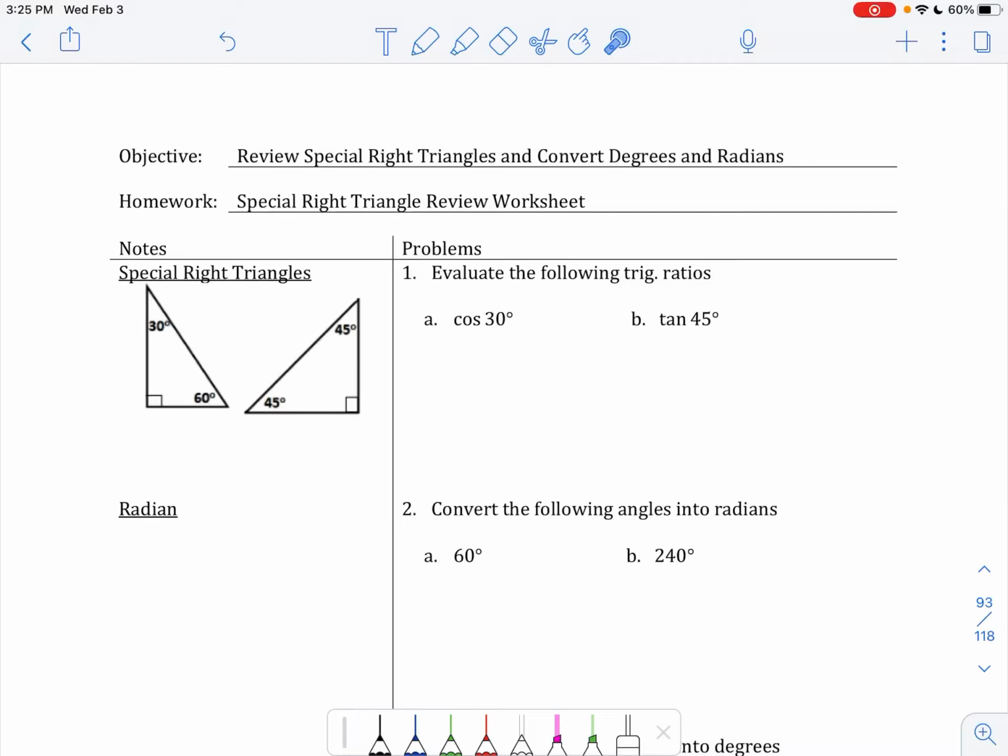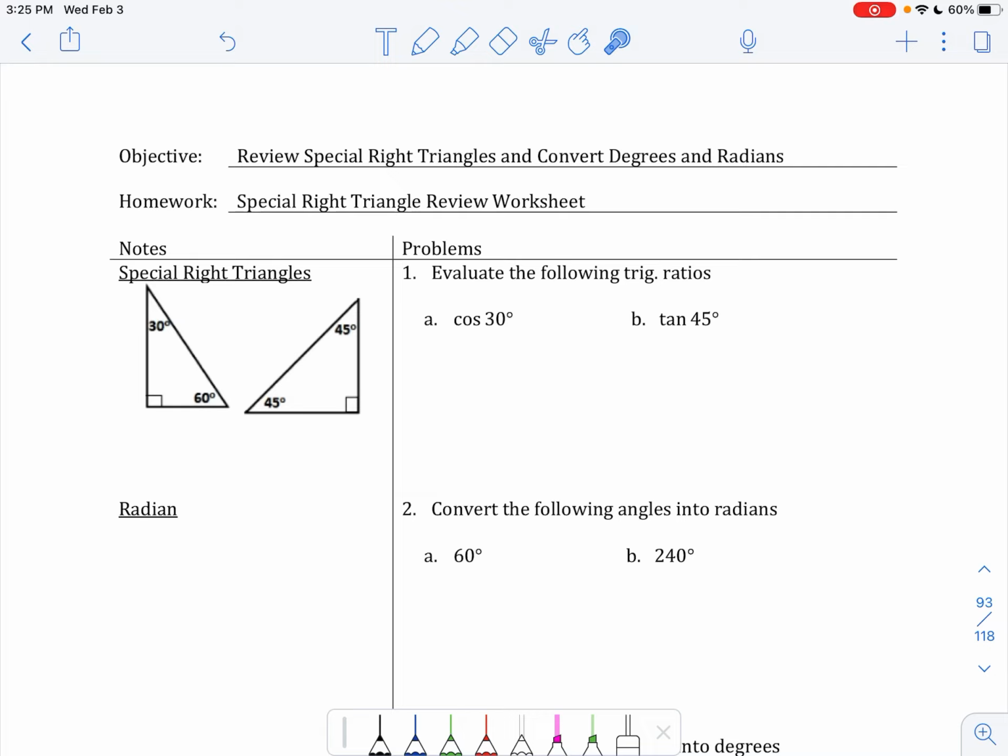Hello, and again, we're going to keep talking about some review of special right triangles. And as I prompted in the last video, we're also going to talk about radians as another unit for angles that is a possibility on your calculator and also by hand.